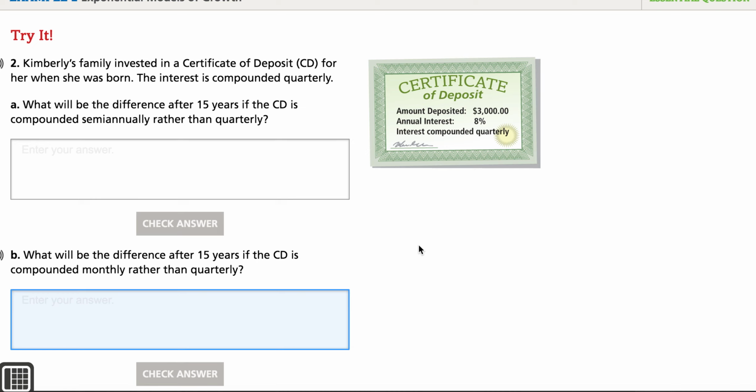Now you have to compare this. Monthly will be every month, which is 12 times per year, and quarterly is every 3 months, 4 times per year. You're going to see the difference between these two, and it's going to tell you which one you prefer to use.